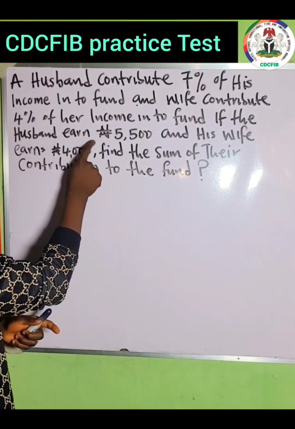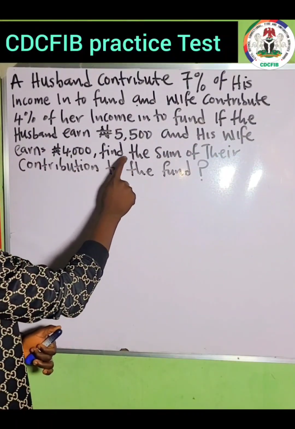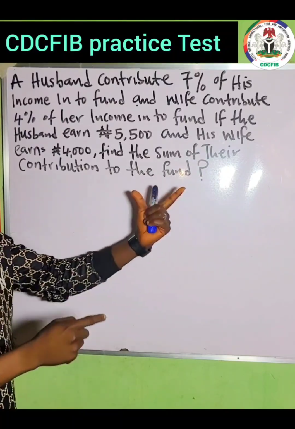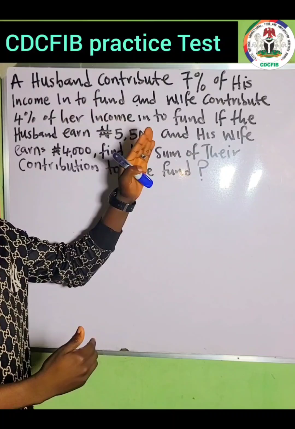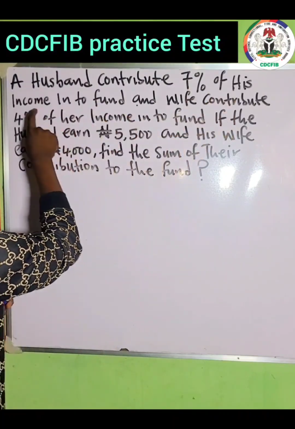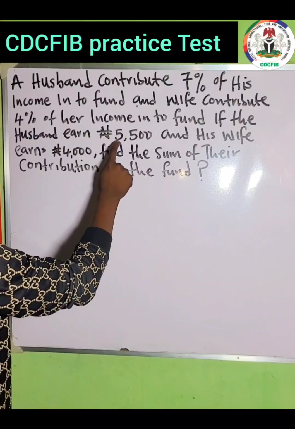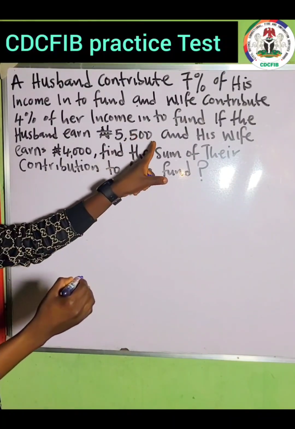If the husband earned 5,500 naira and his wife earned 4,000 naira, we are asked to find the sum of their contribution to the fund. So the first thing we need to do is to find the contribution of the wife and the husband. From the question, you can see 7% of the husband's income, and he earned 5,500 naira. So this is going to be 7% of 5,500 naira.